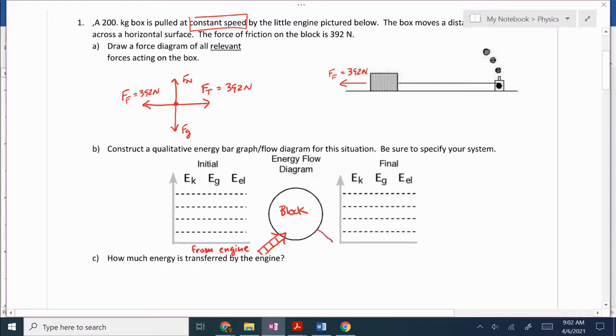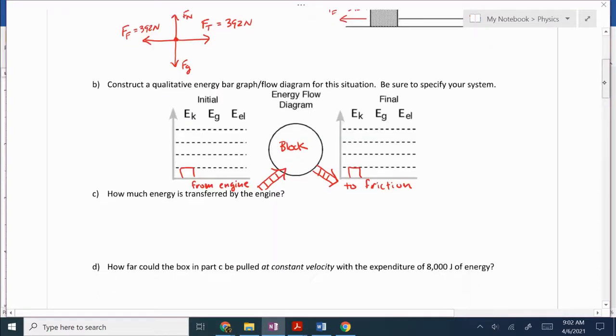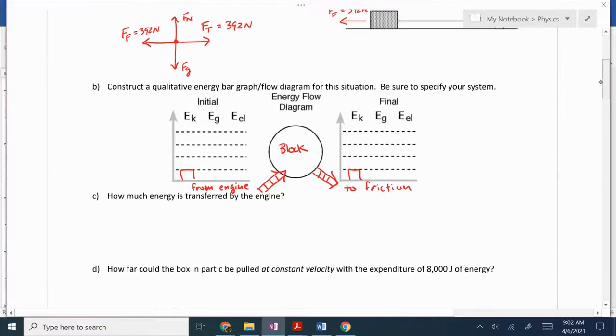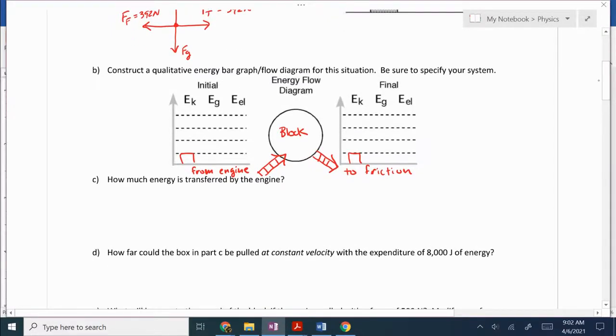And we also know we're losing energy to friction. You can put kinetic energy, like you could put one bar here, one bar there, that would be fine. It doesn't really matter. When I go to solve my energy equation, I'm just going to end up canceling those out because they're the same amount. How much energy was transferred by the engine?